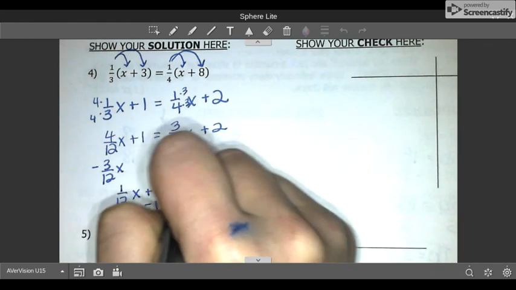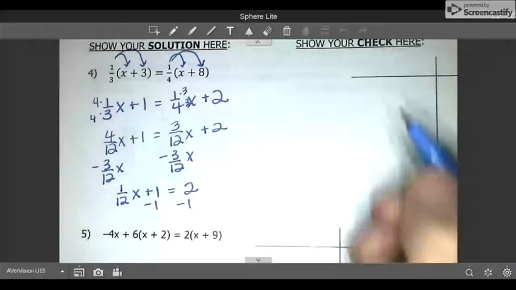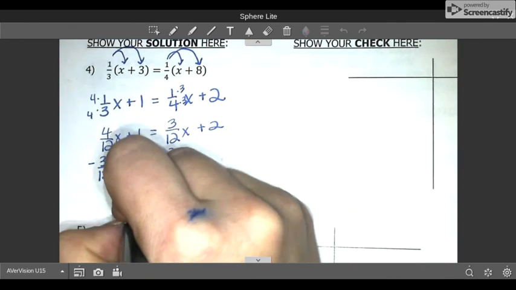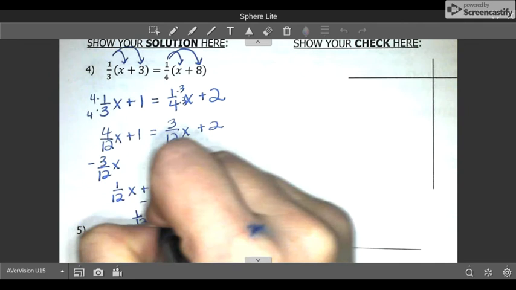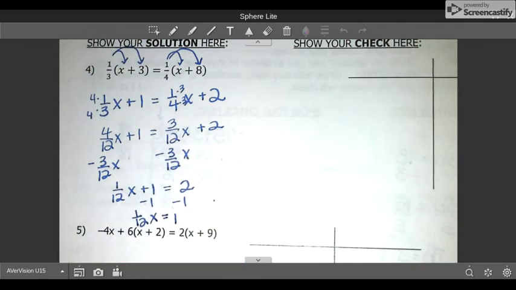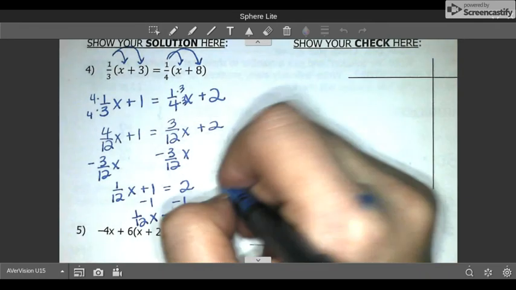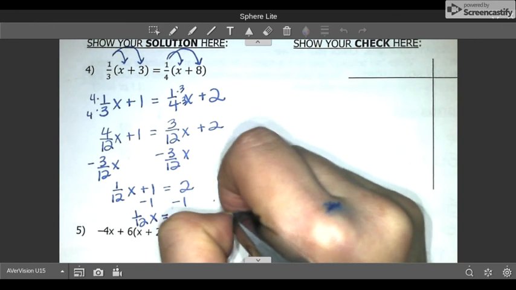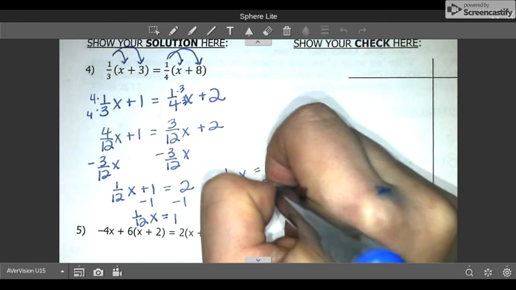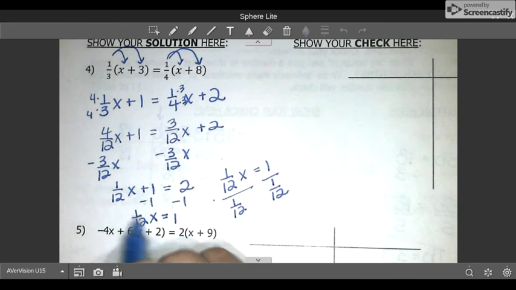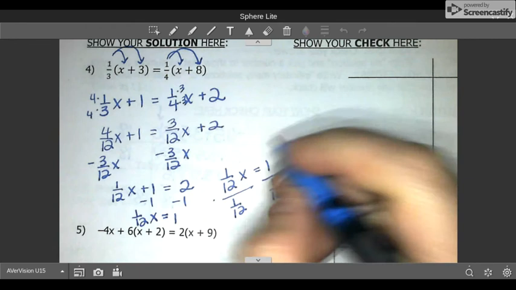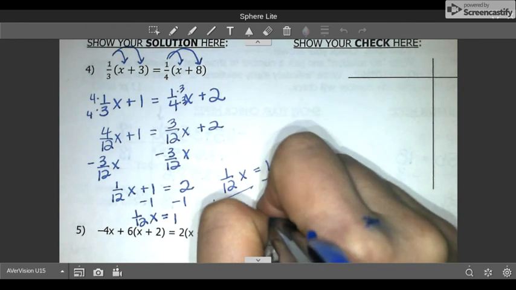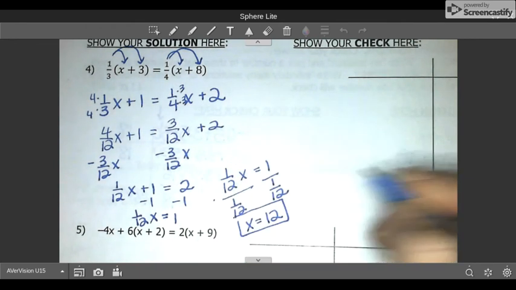Take away 1. So now I have 1/12 x equals 1. Now there's two things you could do. You could divide by 1/12, which I'm going to show you what I mean. 1/12 x equals 1. You can divide both sides by 1/12. Or I could multiply both sides by 12, because the inverse of 1/12 is 12/1. And I'm going to get 12. Okay, so the answer is 12.